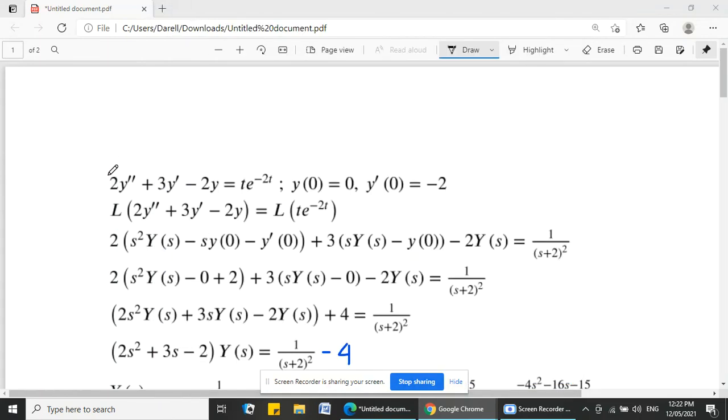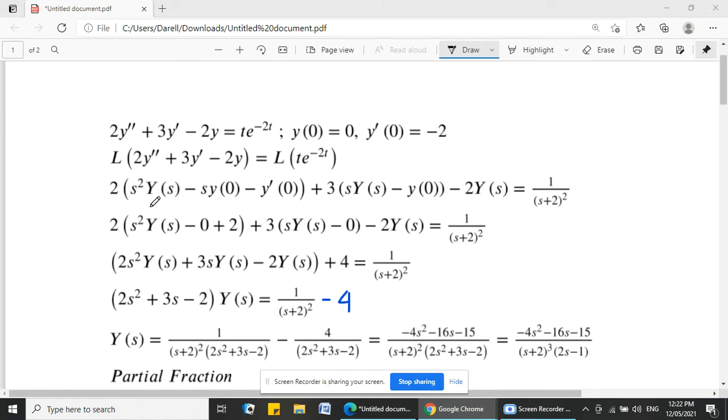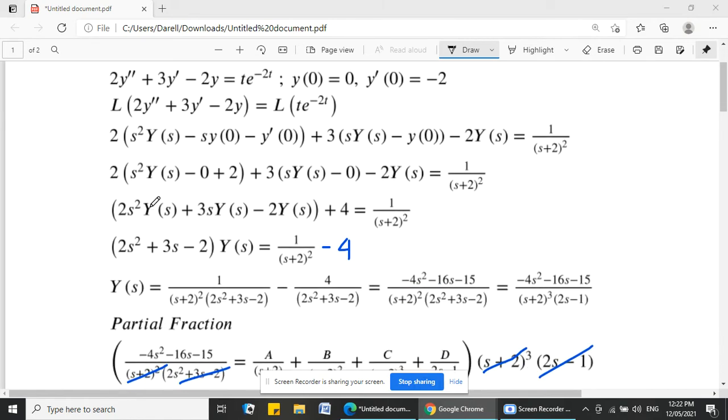Good day everyone. I'm going to discuss my solution of 2y double prime plus 3y prime minus 2y is equal to t e to the power of negative 2t, where y sub 0 is equal to 0 and y prime sub 0 is equal to negative 2. First, we must transform the problem using the Laplace transform so that we can use the IBP solution.